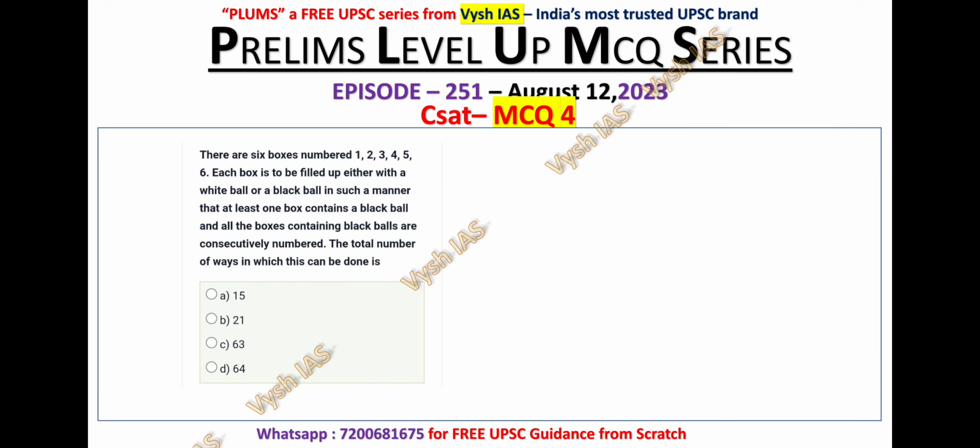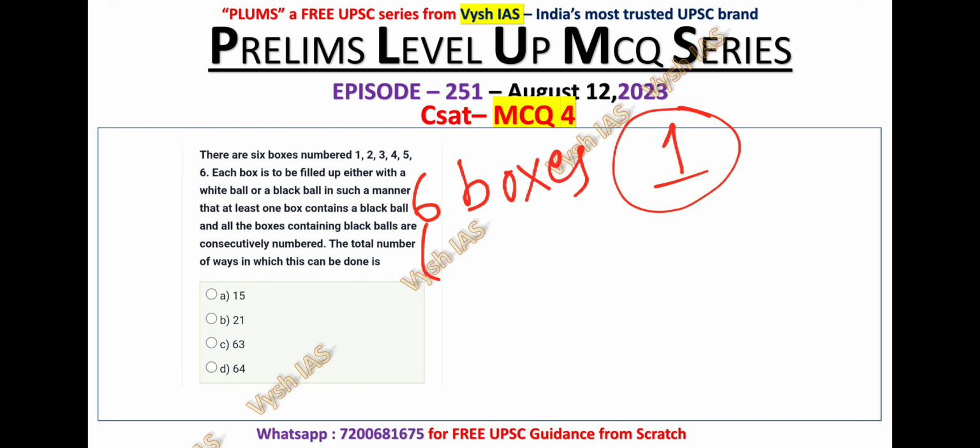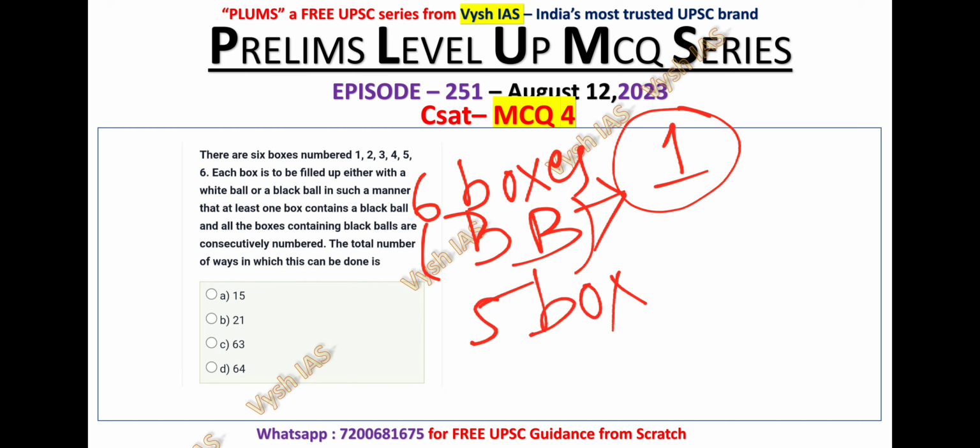So the total ways when all 6 boxes have black balls is 1. There is only one way. So let me write, 6 boxes having black balls is 1. The total ways in which 5 boxes will have black balls is 2 ways, right?